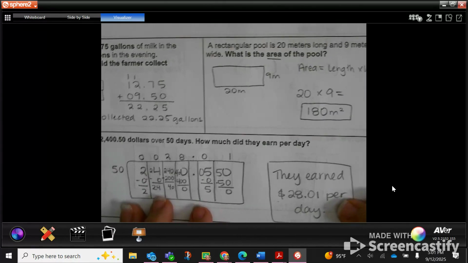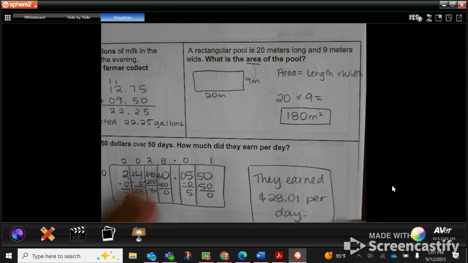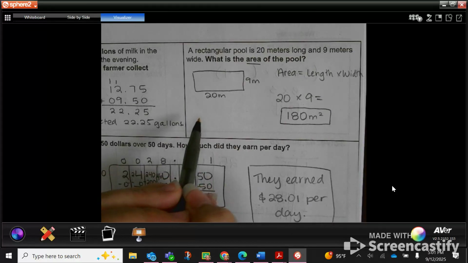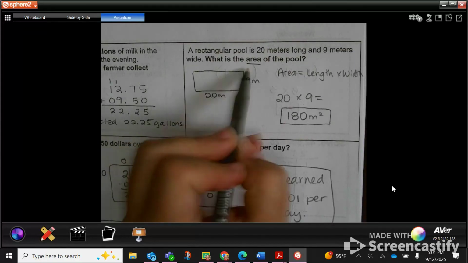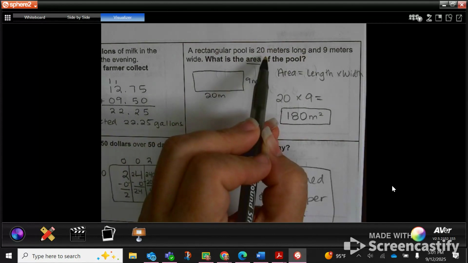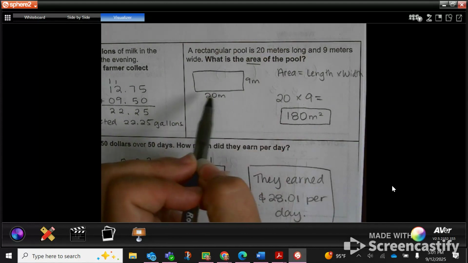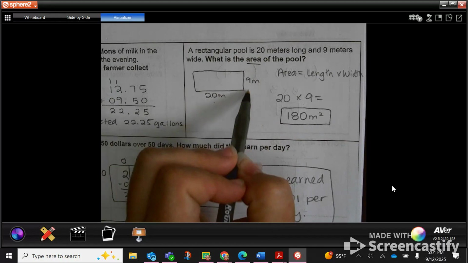Then next one, we have a rectangular pool. If it doesn't give you the image, go ahead and draw it. So I made my rectangle, and then as you get information, just fill it in. So I know that it is 20 meters long. I know that it's 9 meters wide.